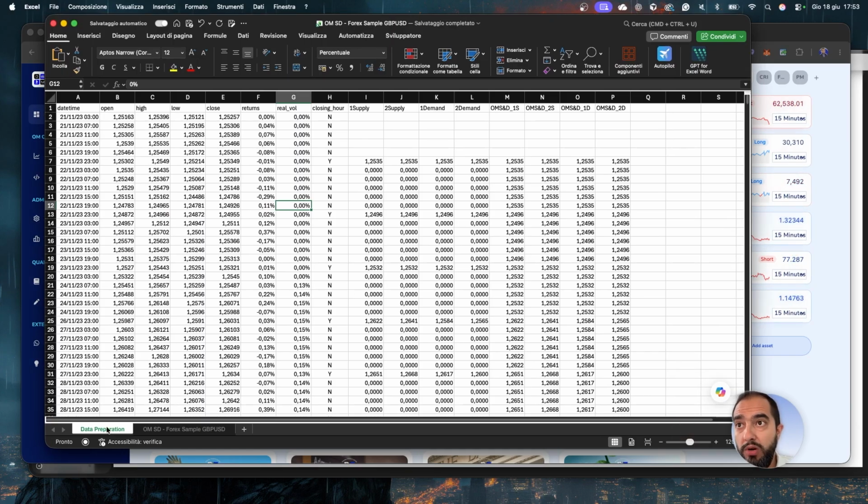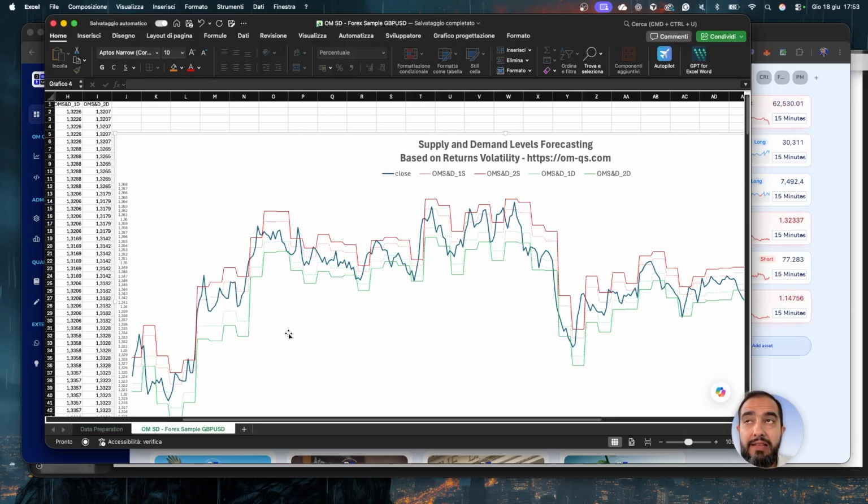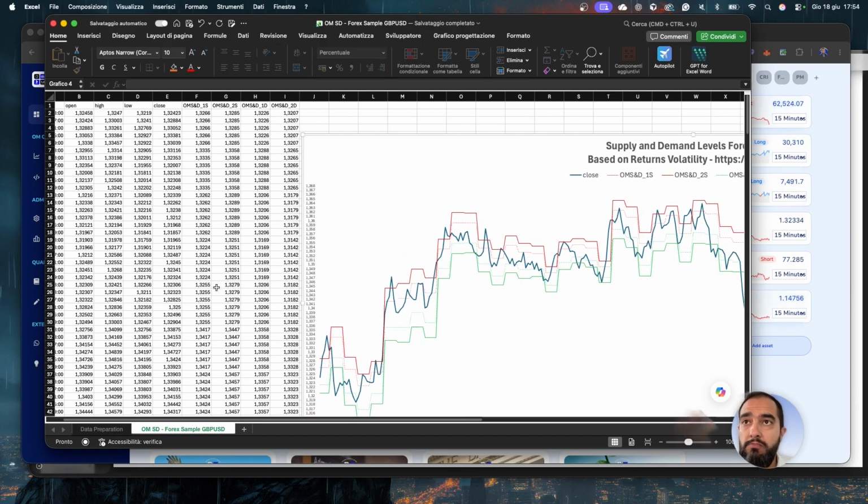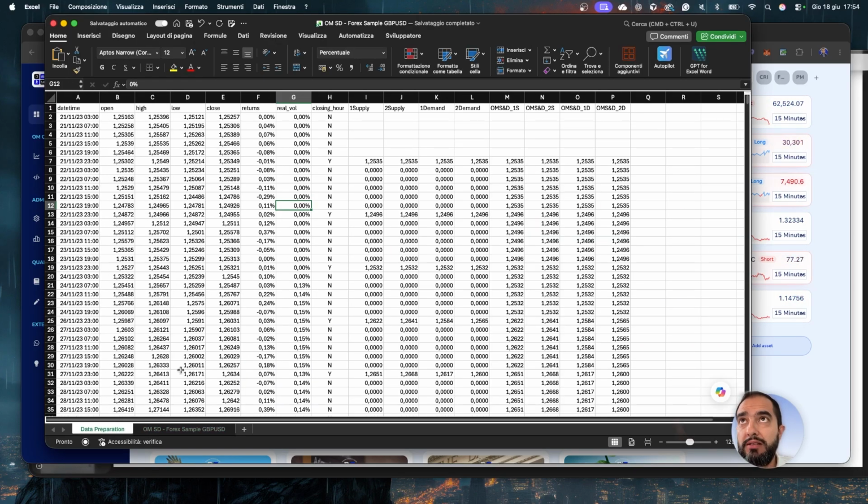Now, I got this data set from my broker, and here in that Excel spreadsheet we have two tabs. One is the data preparation, and the second one is the plotting of the supply and demand levels from the OM S&D, only with the columns that are meaningful to us.